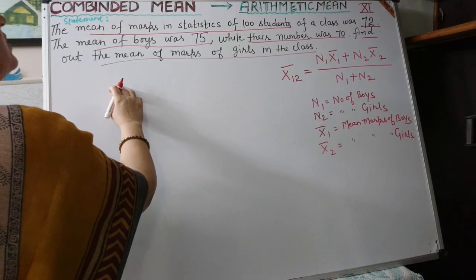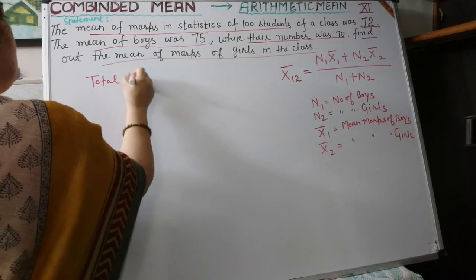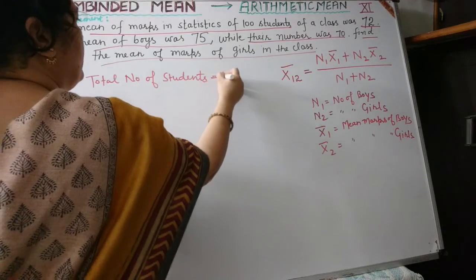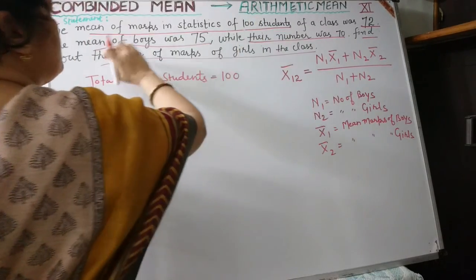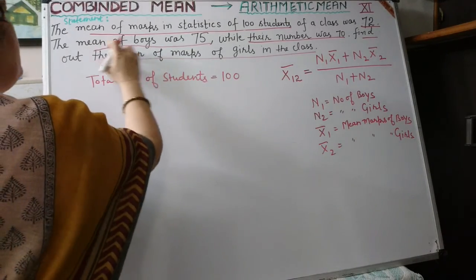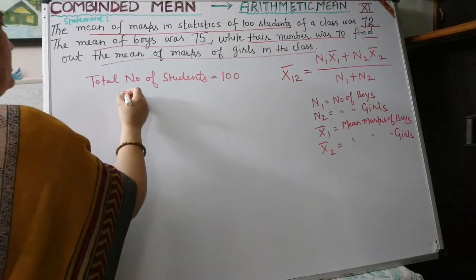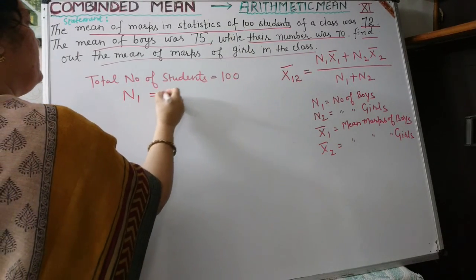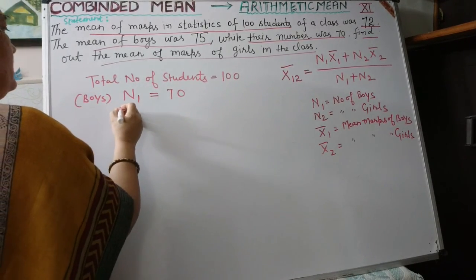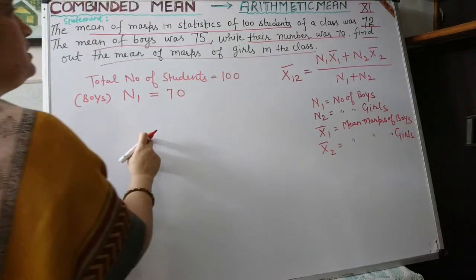Number 1, the mean marks in statistics of, it means total number of students are 100. 100 students, the mean marks of 100 students of a class. The mean of boys was 75 while their number was 70. It means N1 is equal to 70. These represent boys. And N2, find out the mean marks of the girls in the class.